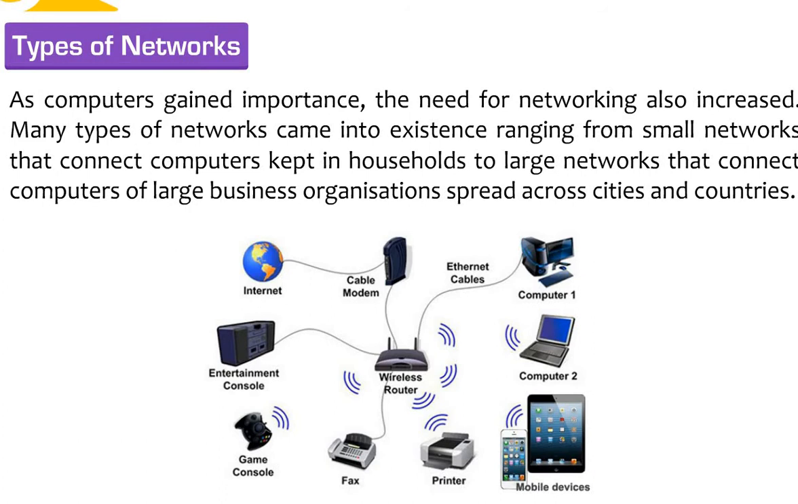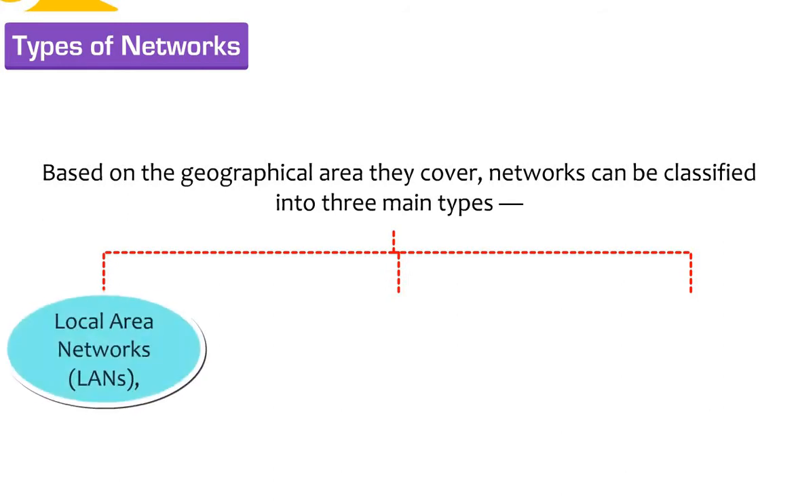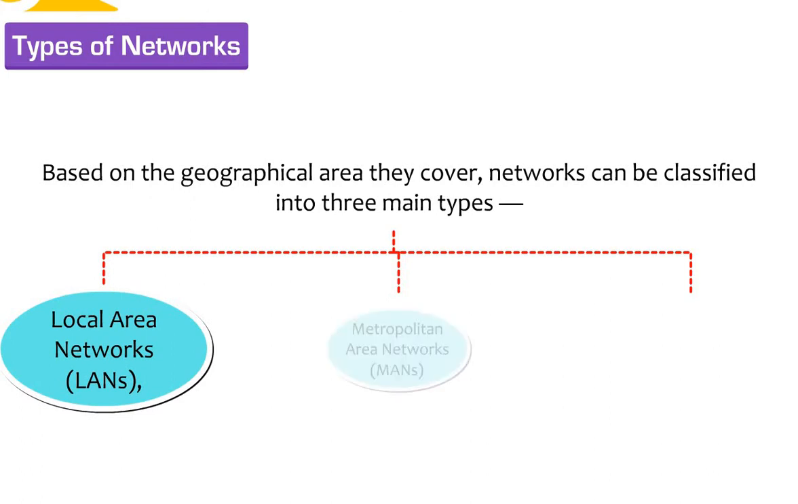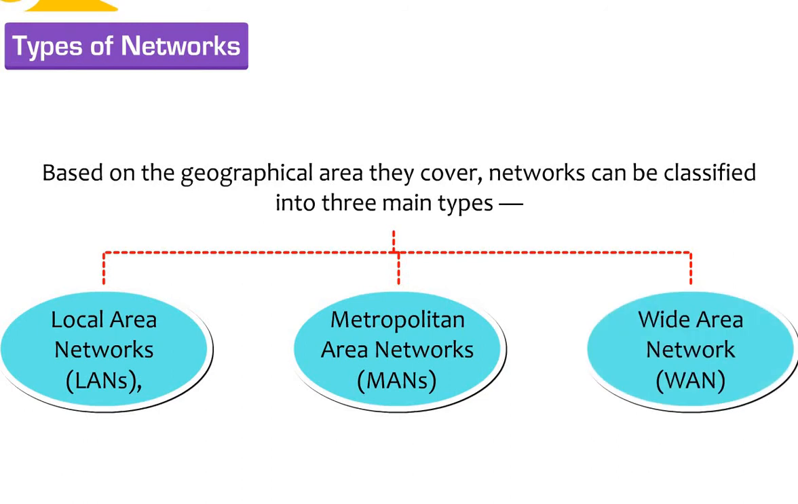Types of networks. As computers gained importance, the need for networking also increased. Many types of networks came into existence, ranging from small networks that connect computers kept in households to large networks that connect computers of large business organizations spread across cities and countries. Based on the geographical area they cover, networks can be classified into three main types: local area networks, LANs; metropolitan area networks, MANs; wide area networks, WANs.